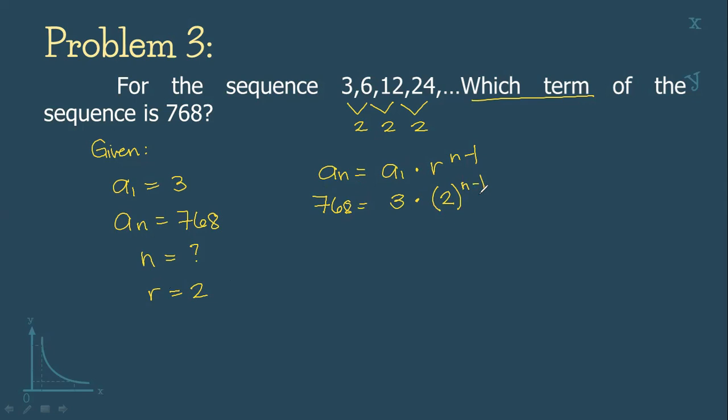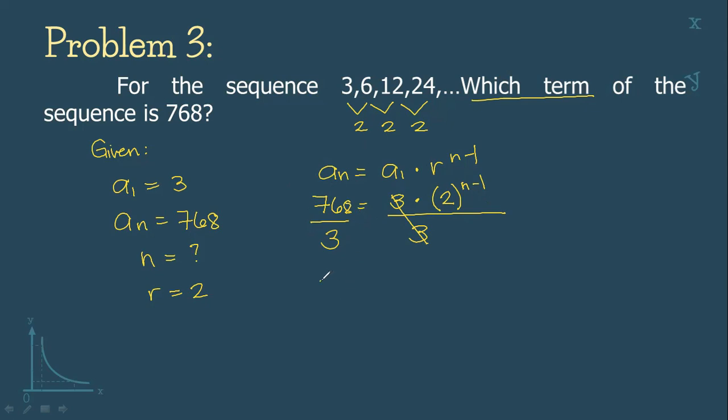Ang pinapahanap po sa atin is the n. Apo, which term daw po? So, sabi po di ba natin, kailangan si n nasa isang side lang. So, we need first to divide both sides by 3 para ang maiwan si 2. Kasi hindi naman po natin pwedeng alisin si 2 at ibalik dito. So, ang problema na natin yan, nasa denominator na si n, di ba? So, kailangan nasa numerator lang siya. Kaya cancel natin. So, 768 divided by 3, that is equal to 256.